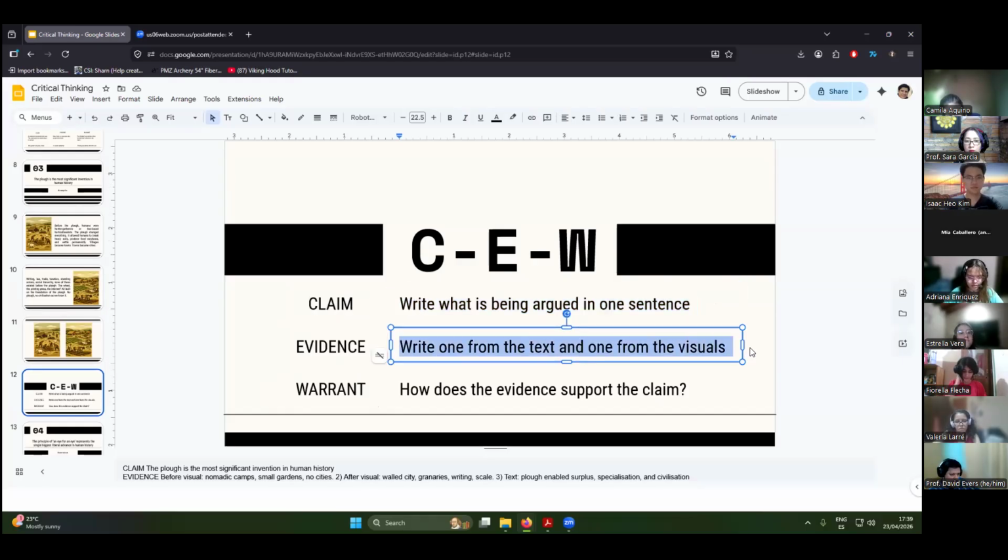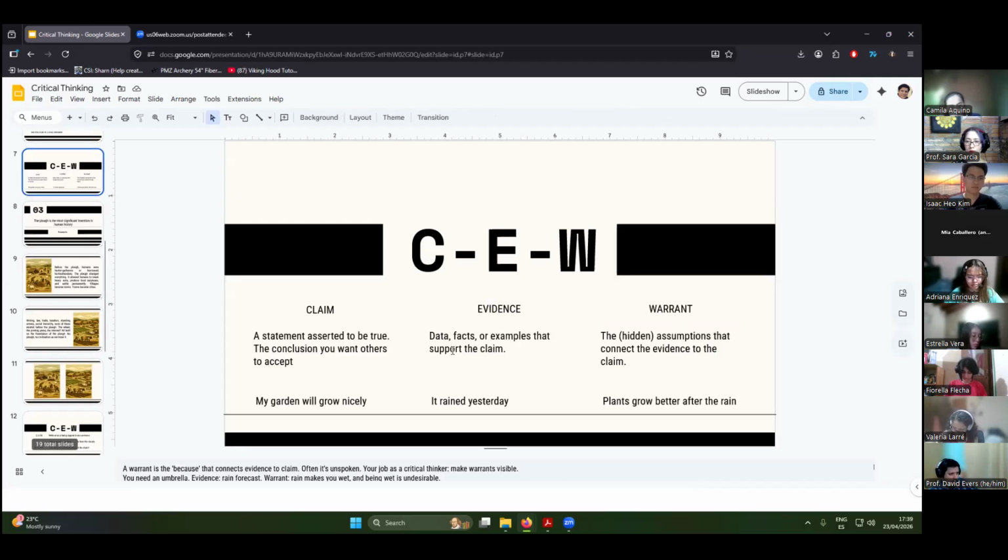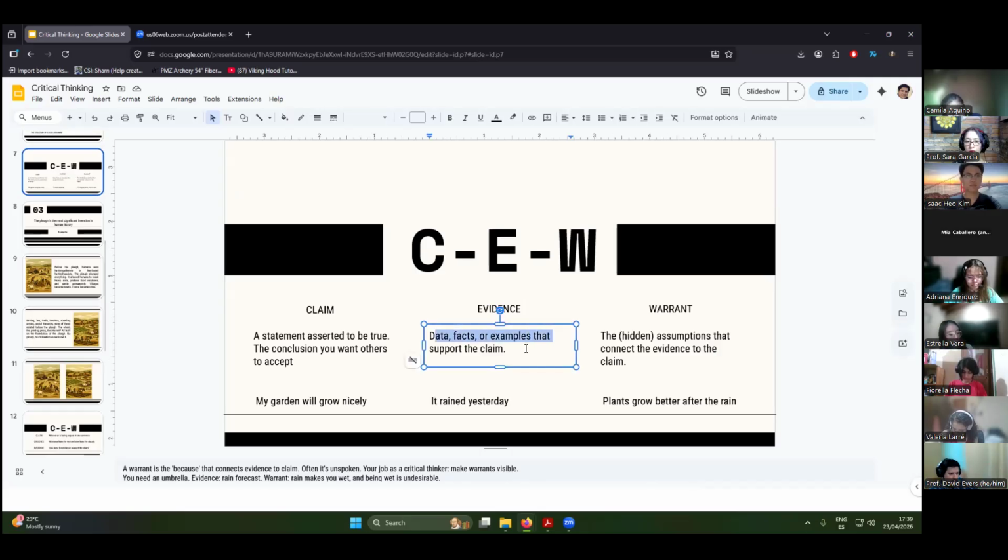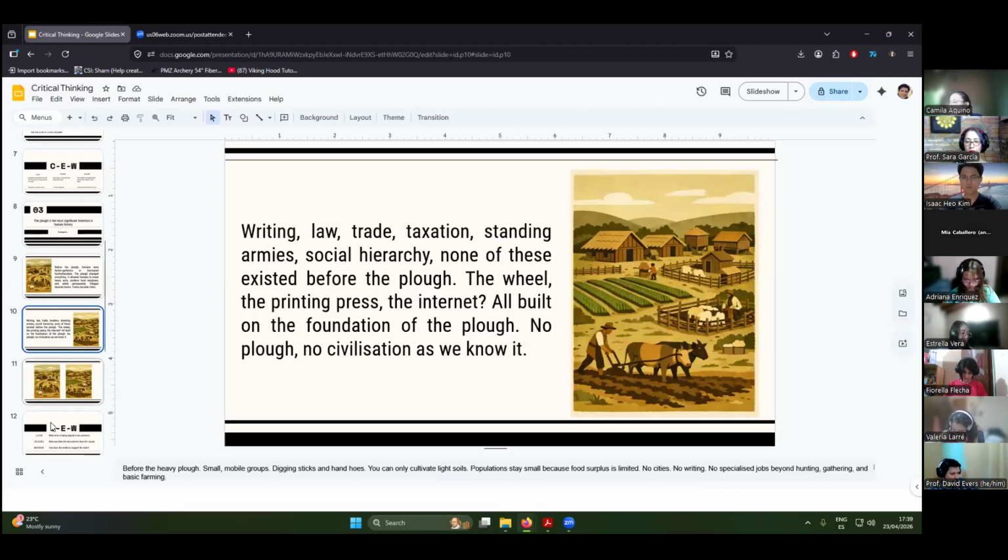For the evidence, you write one from the text and one from the visuals. There can be several different evidences, but I would like you to find one in the text and find one in the pictures. So remember what evidence is. Evidence is something that can be data, fact, or example to support the claim.